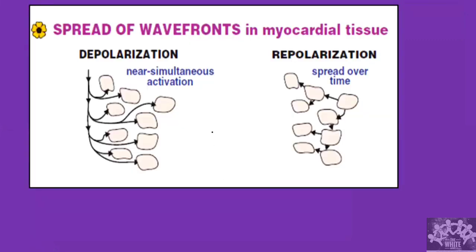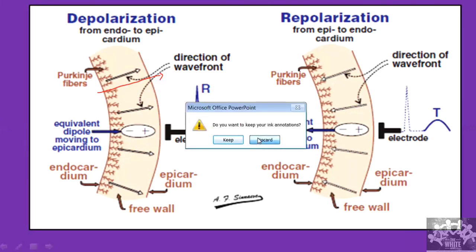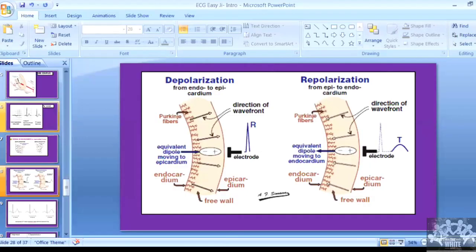What is the difference between depolarization and repolarization? You see here, simultaneously multiple sites are going to get activated in depolarization, whereas repolarization is a little slower process. This is one of the features of repolarization. The next feature is, we see here the endocardium to epicardium. So if I'm going to activate the QRS complex, it is from inside to outside.